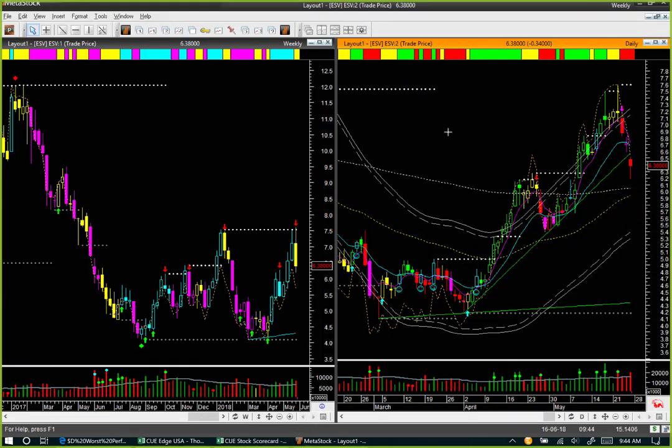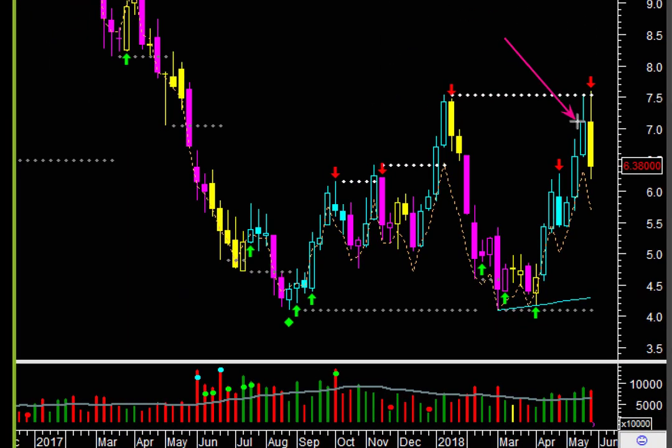ESV, energy stock, using at a glance template. Last week it tried to go up, however closed with an upper tail and it reversed precisely from the watermark pivot level. This week it tried to go back to the same exact level and reverse from there, closed sharply down.